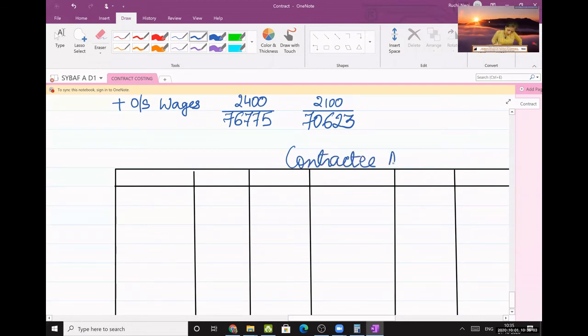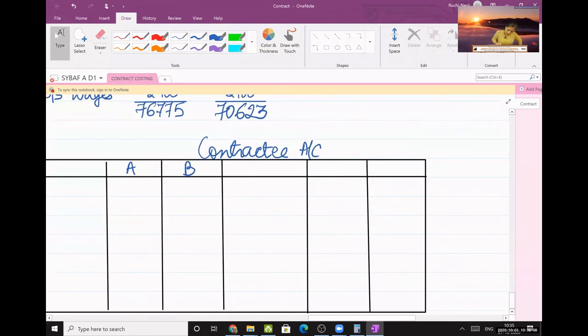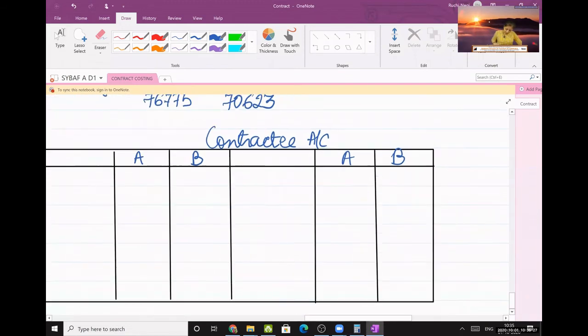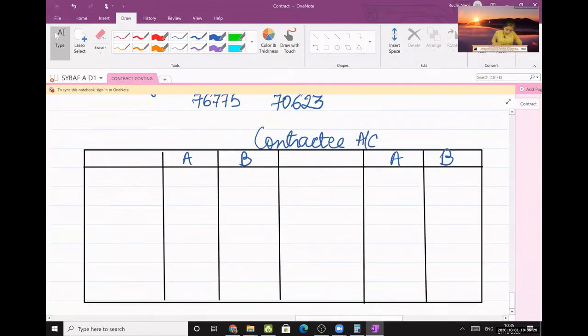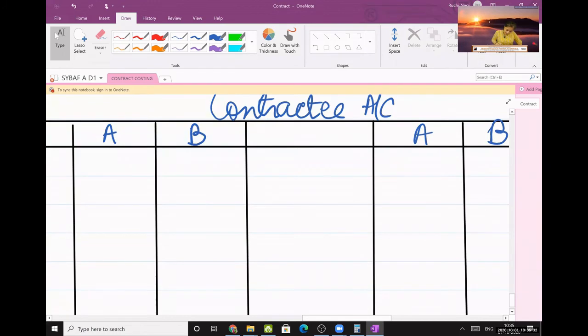कॉन्ट्रैक्टी अकाउंट, कॉन्ट्रैक्ट A, कॉन्ट्रैक्ट B. ठीक है, which entry will come here? कैश रिसीव वाला. तो who is receiving the cash? The construction company. So what journal entry will they pass? Cash bank account debit to contractee account. So the journal entry will come here by cash bank.